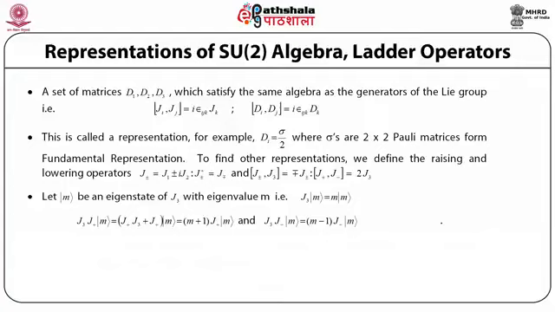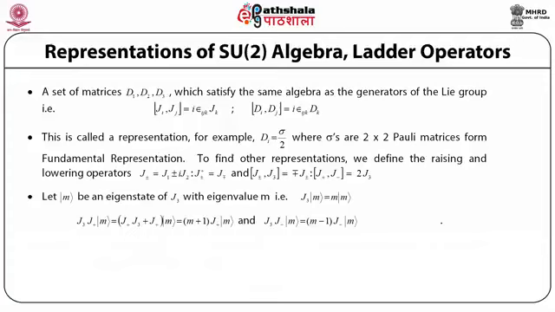Now, J3 J+ acting on |m⟩, from the commutation relation between J3 and J+, can be written as J+ J3 plus J+ acting on |m⟩. But J3 acting on |m⟩ projects the value m, so this is equal to (m+1) J+ acting on |m⟩. And likewise, J3 J- acting on |m⟩ is equal to (m-1) times J- acting on |m⟩. So what does it mean?